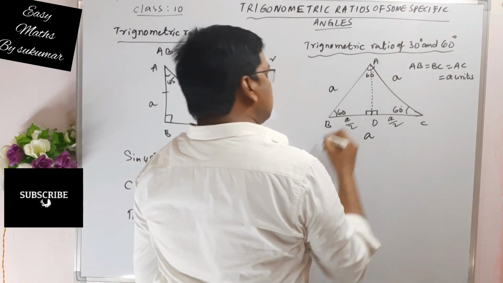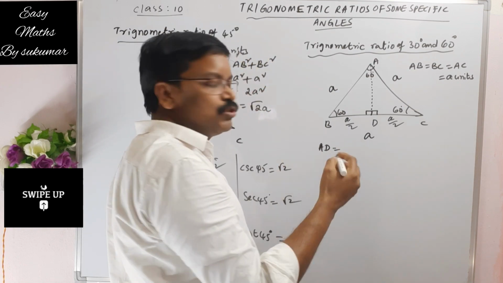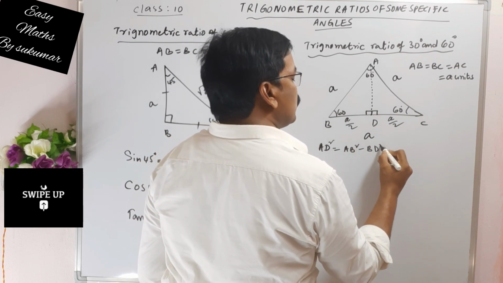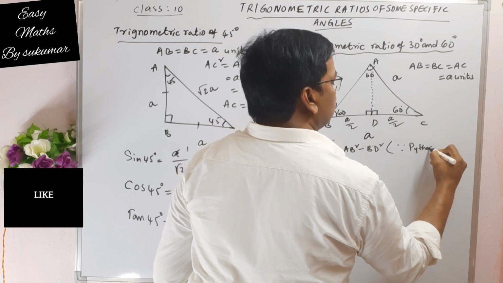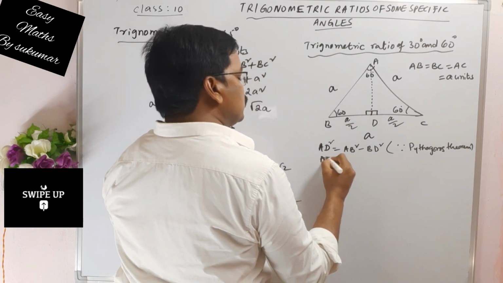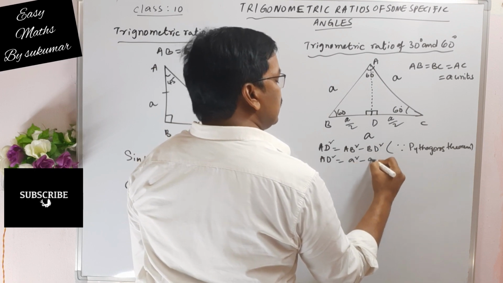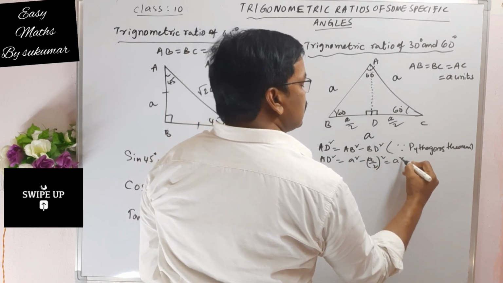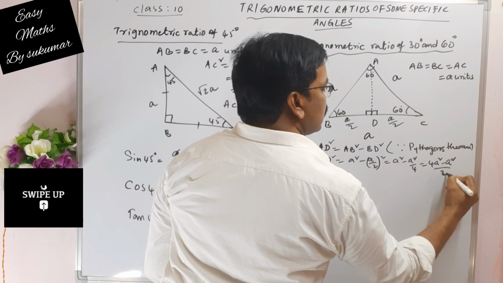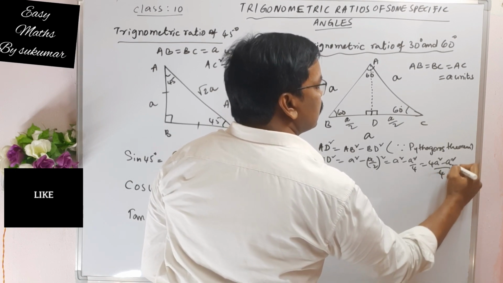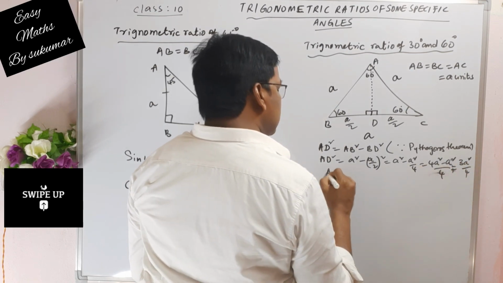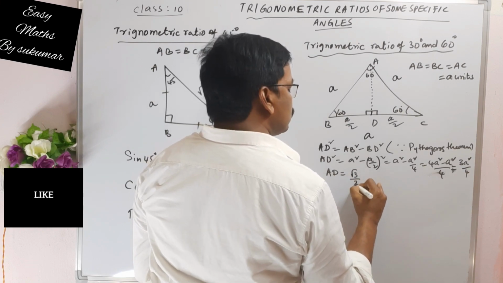Okay. Now, what about this AD? AD is an altitude. So, AD square is equal to, according to Pythagoras theorem, AB square minus BD square. AD square is equal to AB square, that is a square, minus BD square, that is a by 2 whole square. That is equal to a square minus a square by 4. That is 4a square minus a square by 4, that is equal to 3a square by 4. So, AD is equal to root 3 by 2 into a.